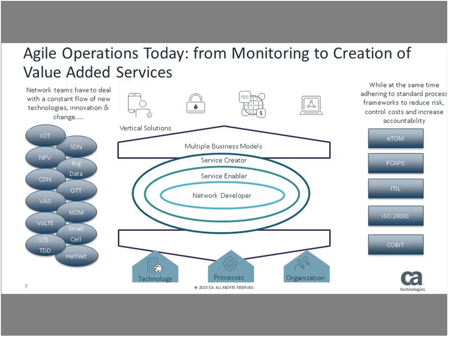So Agile Operations today, I think we're all familiar with this kind of environment, right? On the left-hand side, you have an alphabet soup of acronyms and complexity that we have to deal with every day. IoT, SDN, and NFV are obviously right up there at the top. There are all these changes coming down the pipe in our network environments that we have to deal with.